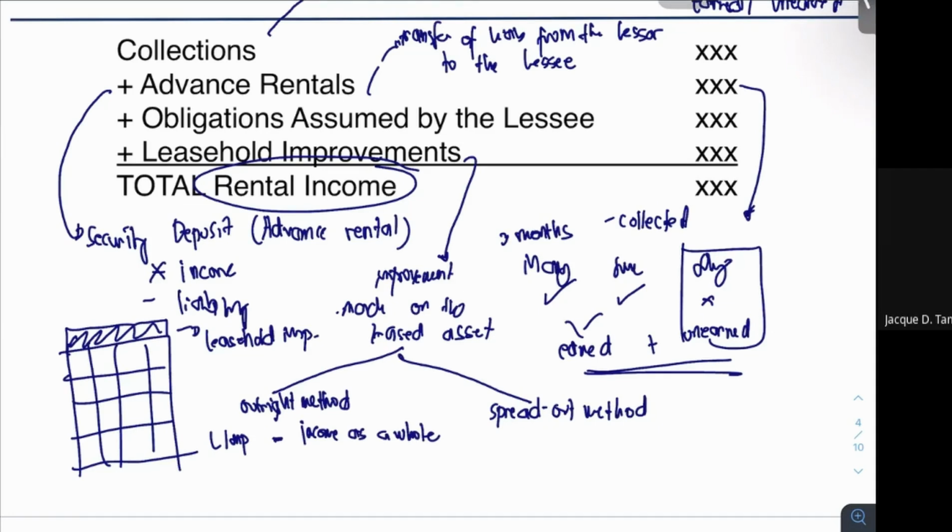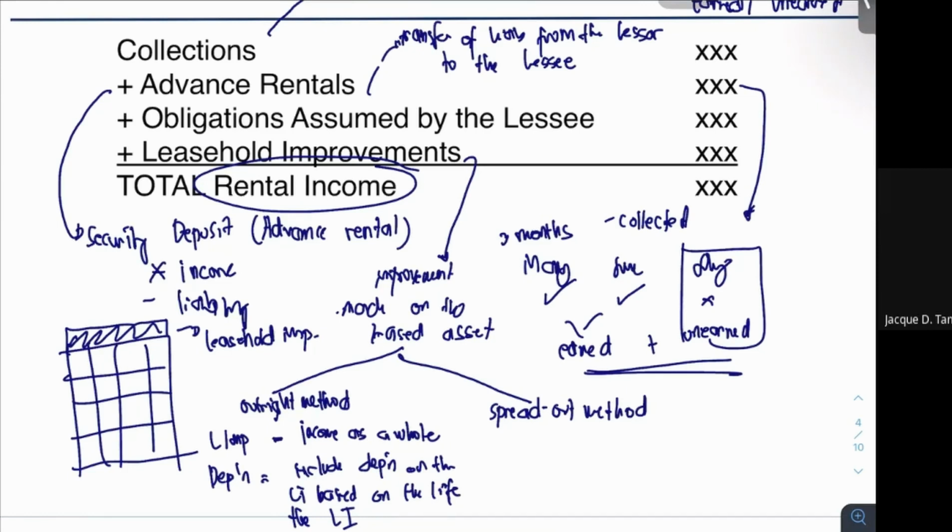However, as to depreciation, you include depreciation on the lease term based on the life of the leasehold improvement. So it is an income as a whole, and you include a depreciation based on the lease term using the life of the leasehold improvement.